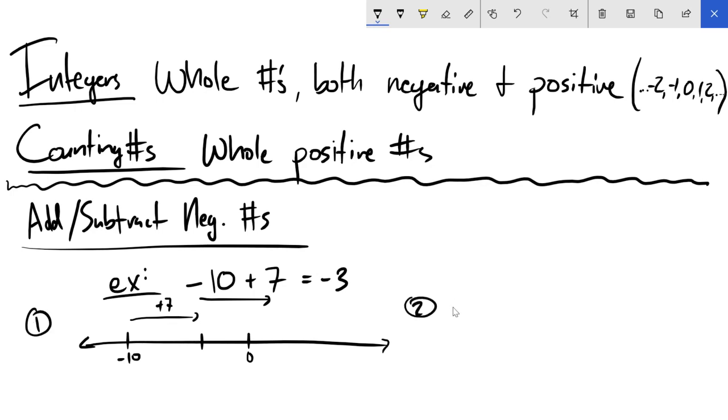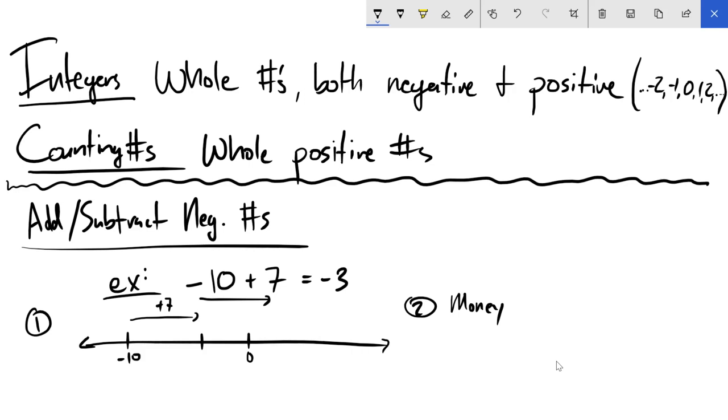Another way to think about it, and a lot of people find it helps, is in terms of money. If you start at a bank balance of negative $10 and then you deposit 7, where are you going? You're going towards positive. You're not going to make it back to positive, though. You're going to stay negative, but you're going to get close to zero. So for some people it really helps to deal with it like money.